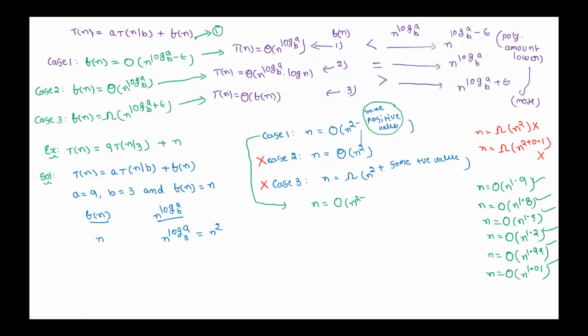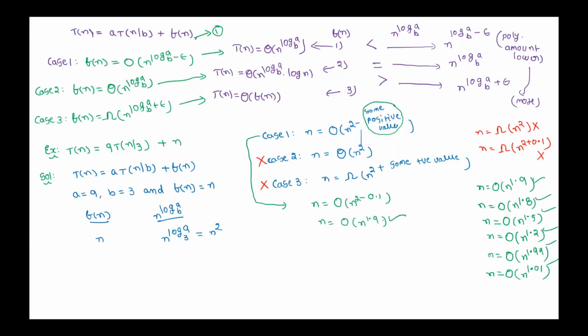N raised to 1.9. Epsilon value 0.1. Thank you very much, brother. 0.1. Is this that means n we are writing it as big O of n power 1.9.